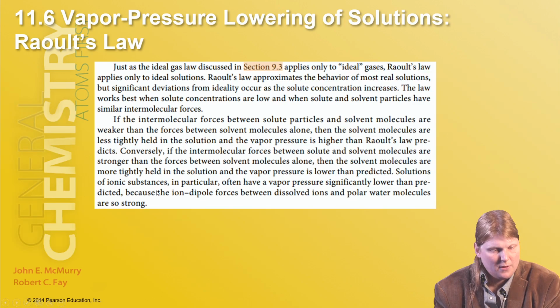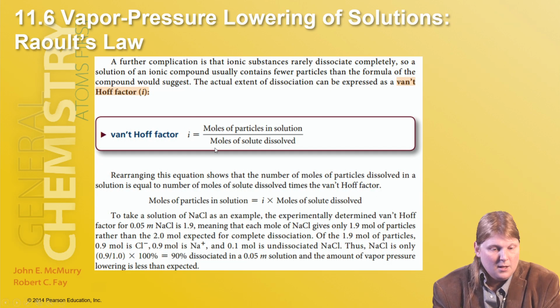So solutions of ionic substances in particular often have vapor pressure significantly lower than predicted because the ion dipole forces between the dissolved ions and the polar molecules are so strong. So ionic compounds can often cause deviations from Raoult's law and give a lower vapor pressure than predicted. This is accommodated by the Van 't Hoff factor.